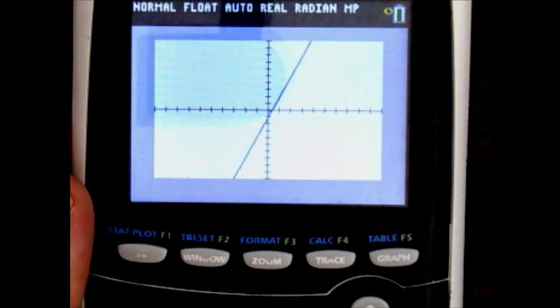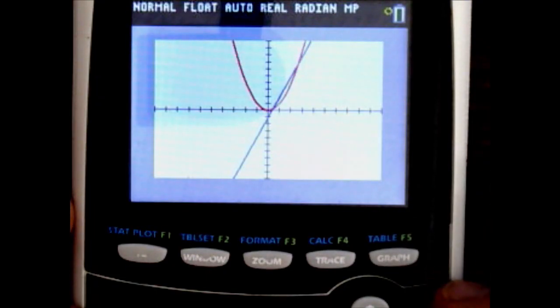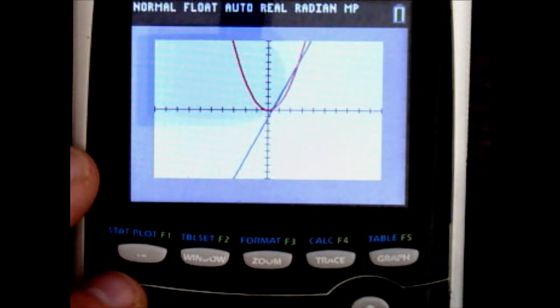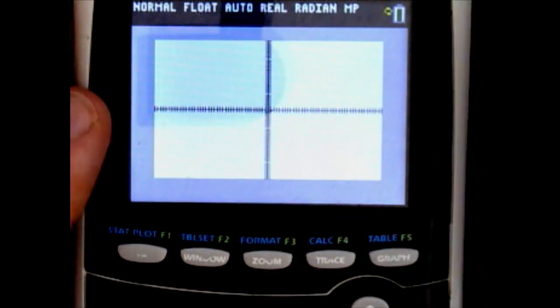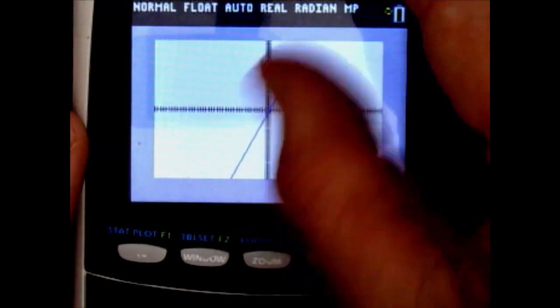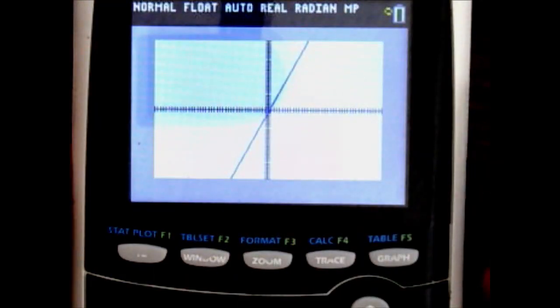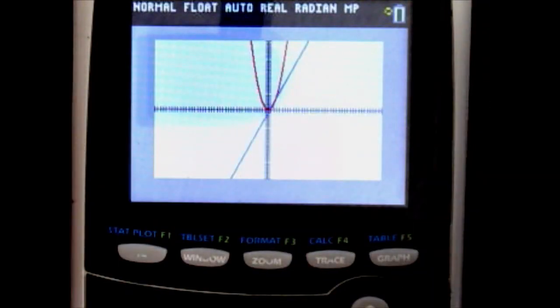And we can do zoom 3, which will be zooming out. Let me show you how that works. So you hit zoom 3, enter, and that creates a larger window. Okay, and so you've zoomed out, and so now everything's a lot tighter.